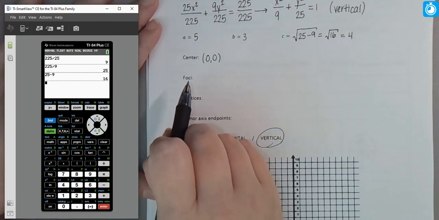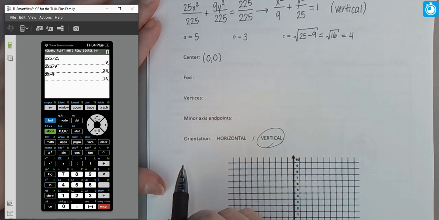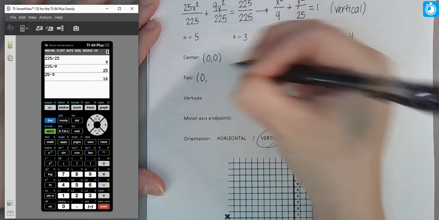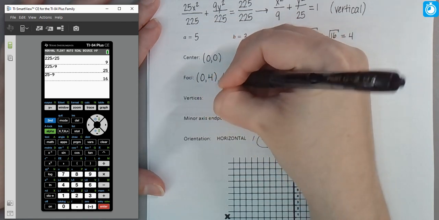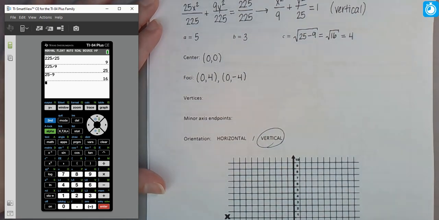So we'll start with the foci. Those are going to be C units in either direction away from the center. In this case, C units above and C units below. So we hold our x value constant, and then 4 units above and 4 units below. And again, we don't actually need those points in order to generate the graph, as long as we have the vertices and then our minor axis endpoints.